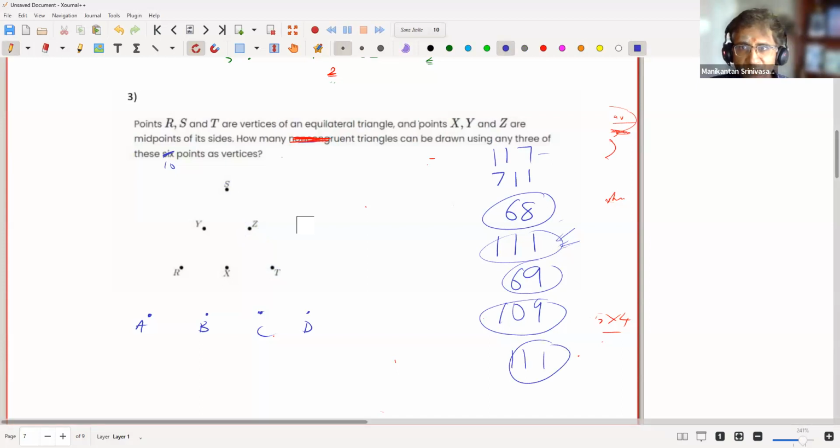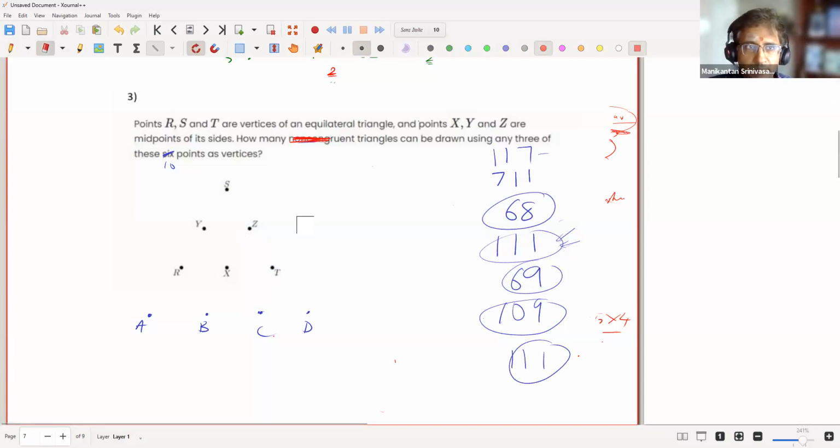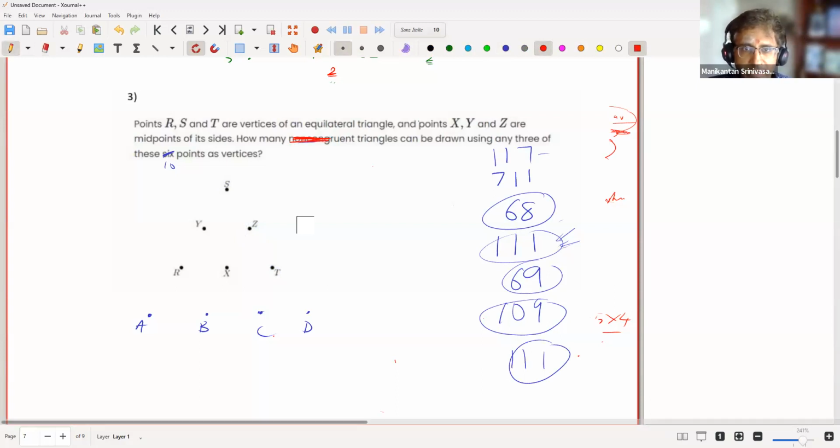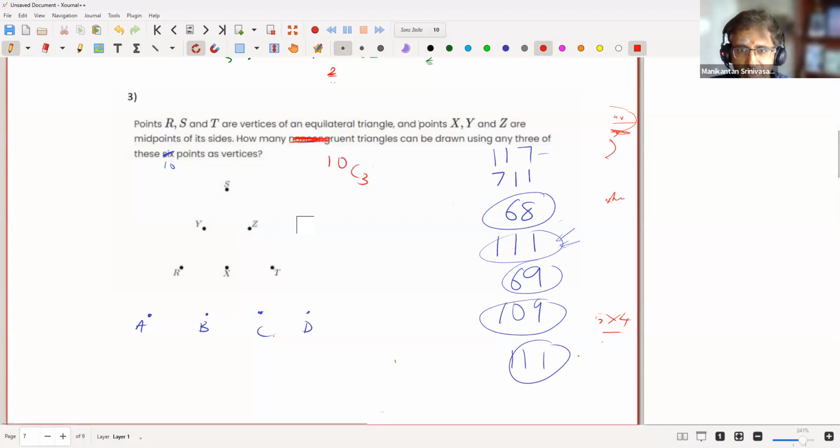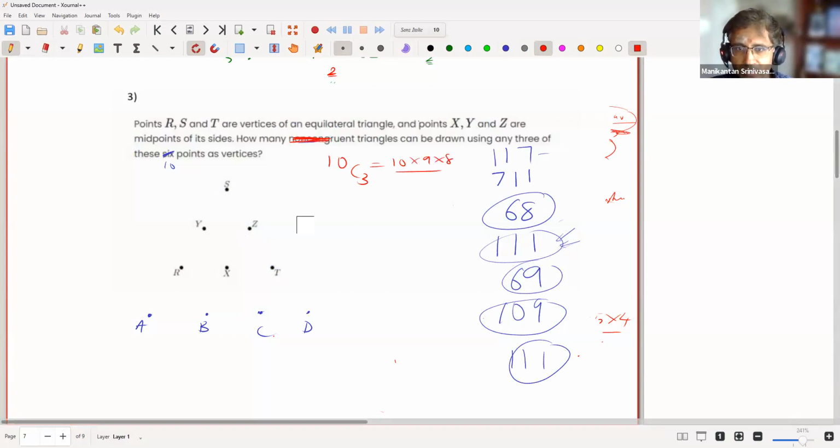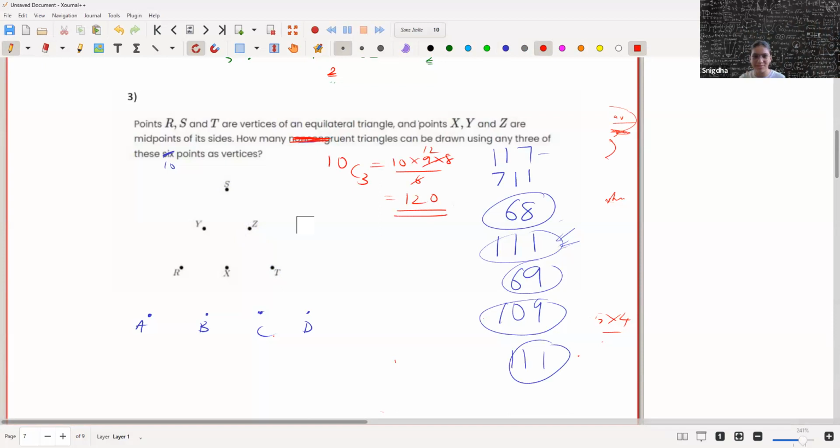Okay. So if I didn't have any restriction, there are 10 points randomly in space. Then we all know the answer is 10 choose 3. Right? For me to select 3 from 10, it's 10 choose 3. That's the maximum, right? 10 into 9 into 8 by 3 into 2 into 1, which is 120. So thankfully, all the answers are below that. So 120 would be if none are collinear. There's one above 120.